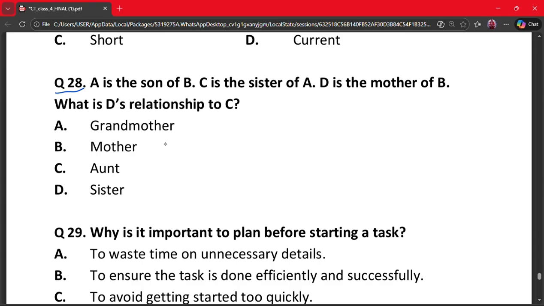Our next question is question number 28. A is the son of B, C is the sister of A, and D is the mother of B. What is D's relationship to C? A grandmother, B mother, C aunt, and D sister. So D is mother of B, and B is a parent of A and C. So D is grandmother of C. So our correct answer is option A.